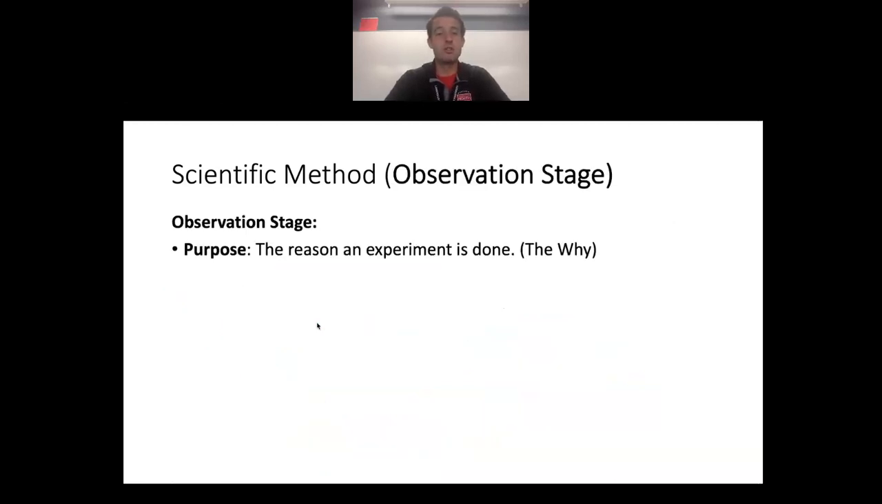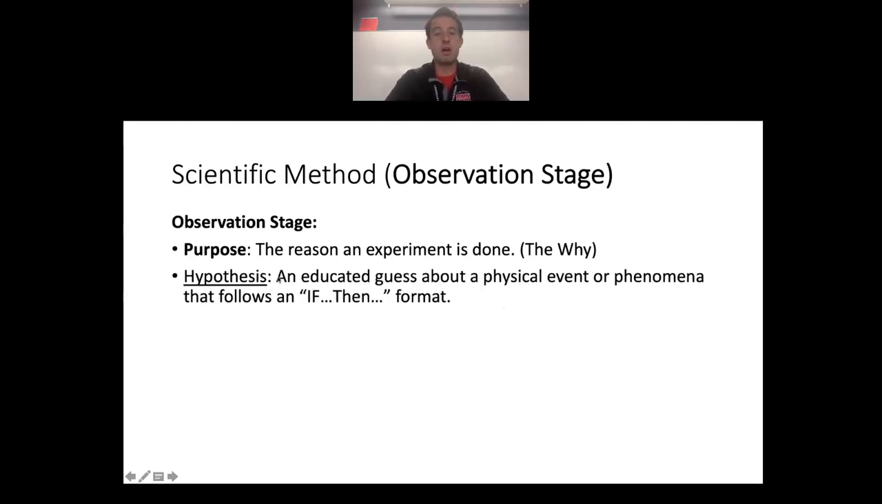Okay, observation stage. Here we go. In the observation stage, we've got the purpose, and that's the reason why the experiment is done. I put in parentheses here, that's the why. And then we have the hypothesis. You should already have a definition for a hypothesis, but just so you know, it is an educated guess about something that's happening, whether that's a physical event or a phenomenon. The most important thing about a hypothesis is that it follows an if-then format. If it doesn't follow an if-then format, it's probably just a purpose.